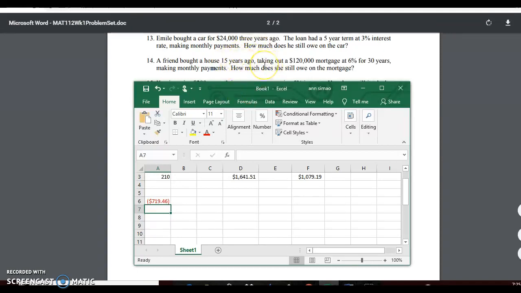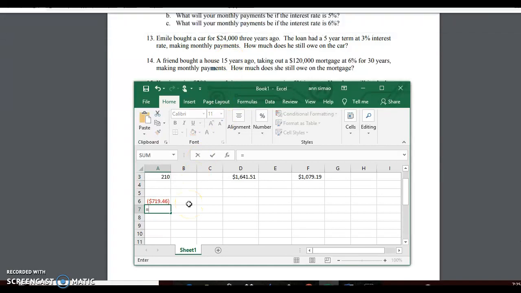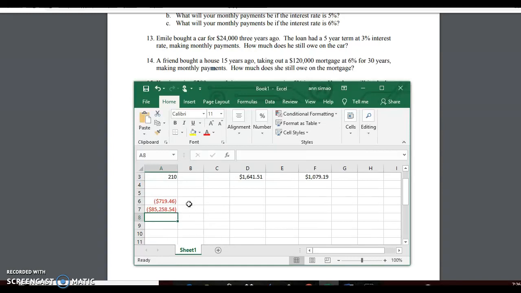Well, the friend bought the house 15 years ago, and they want to know how much they still owe at this point. So there's 15 years remaining. Because they picked the number in the middle, you can't make a mistake picking the wrong number. So I want equals the present value of, my rate is still 0.06 divided by 12. The number of payments now is 15 years times 12. And my payment is $719.46. So they still owe $85,258.54.